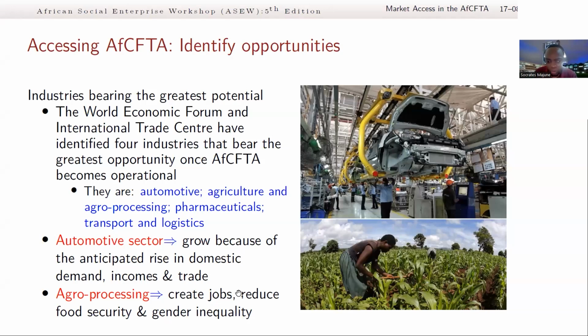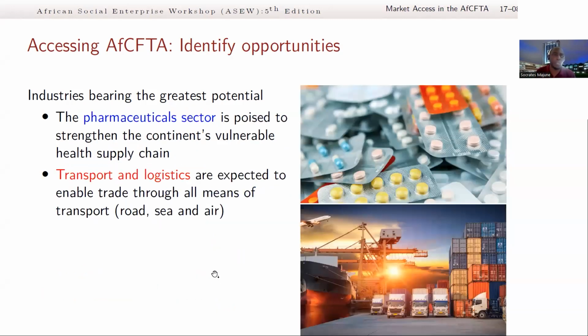If you are a social enterprise, which is in the area of reducing food insecurity, this is one of the key areas that actually agriculture offers a great opportunity for, and also creation of jobs. The pharmaceutical sector is also poised to strengthen the continent's vulnerable health supply chain.